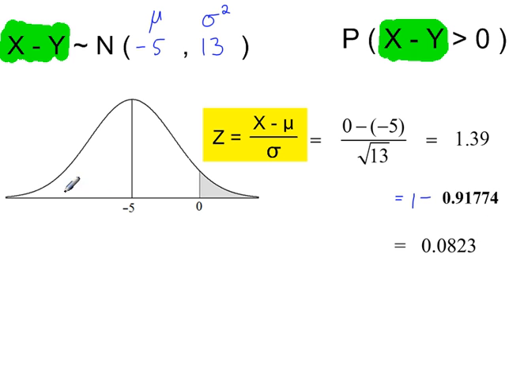Again, the sketch could have been in terms of z values instead of the normal variable x minus y along here, and then it would look like this. Same answer.